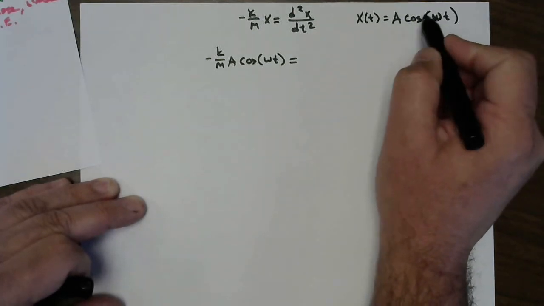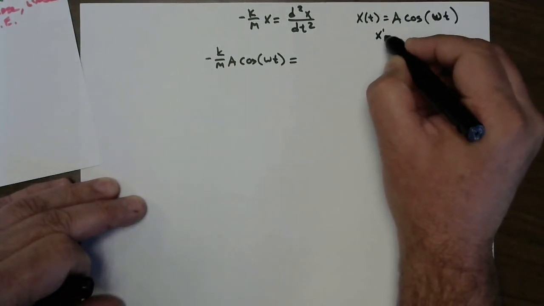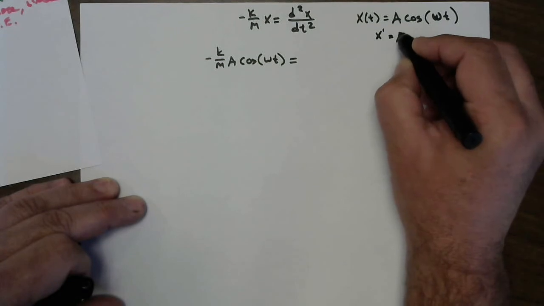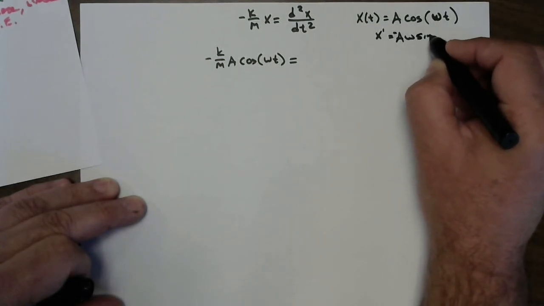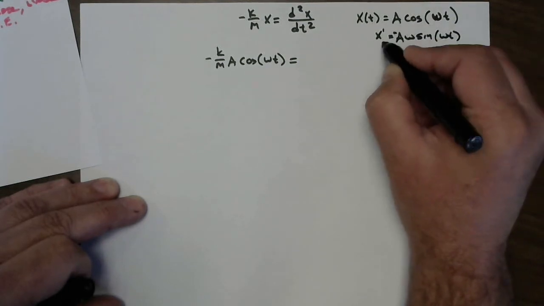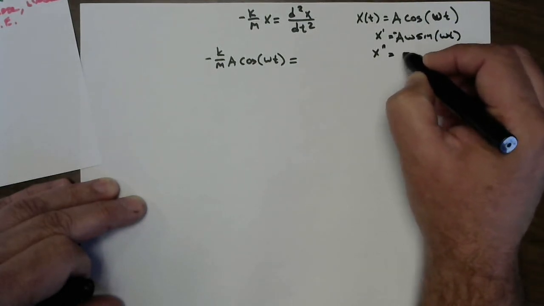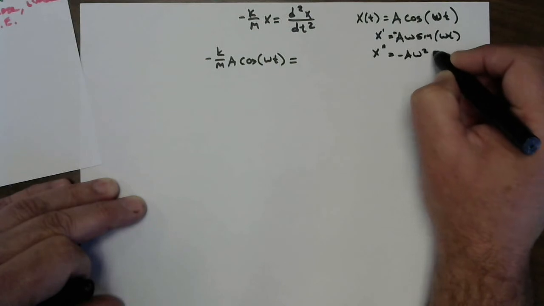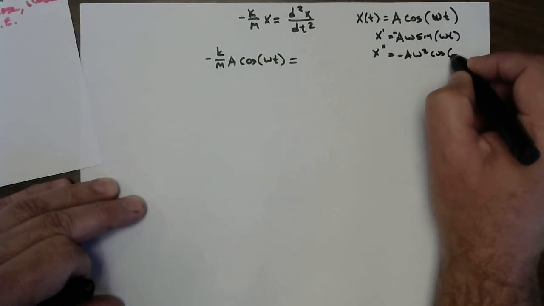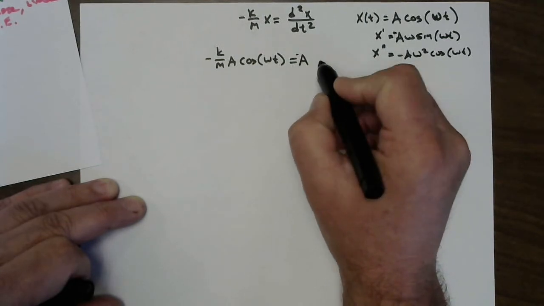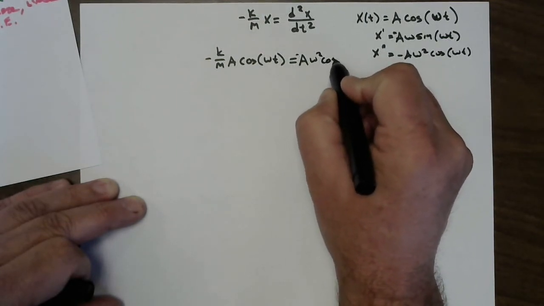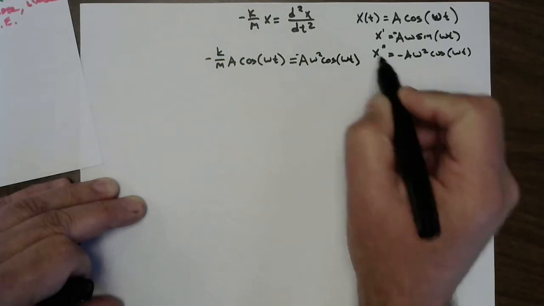Now, the first derivative is going to come down here. This is a symbol for first derivative. And we're going to have a omega negative sine of omega t. Take the second derivative, and that's going to be negative a omega squared cosine omega t. So put that in here. We're going to have a negative sine omega squared cosine omega t.